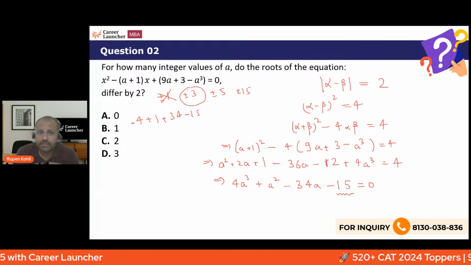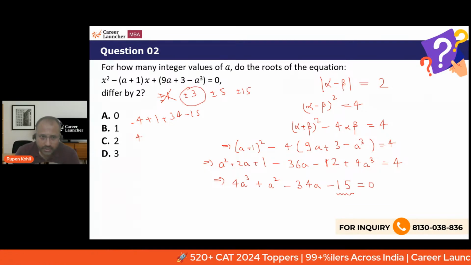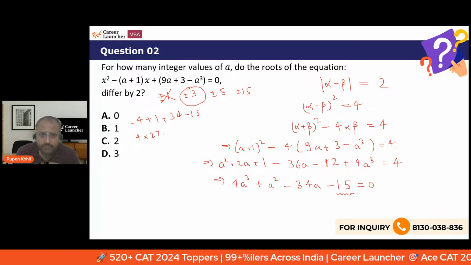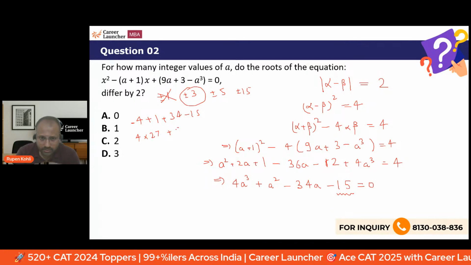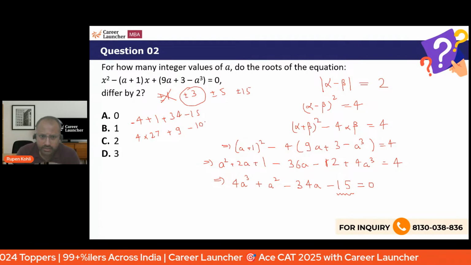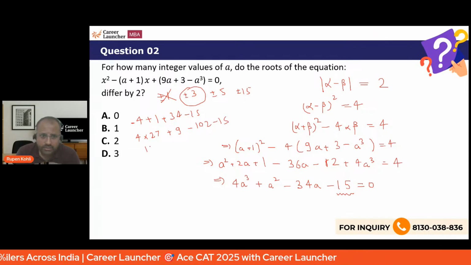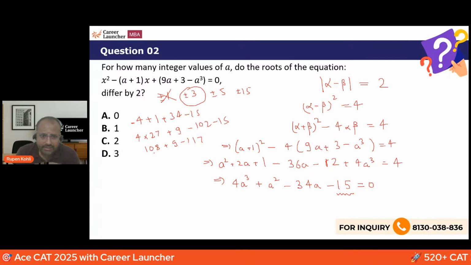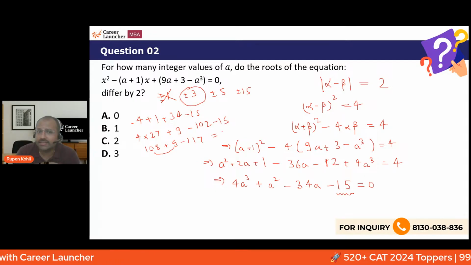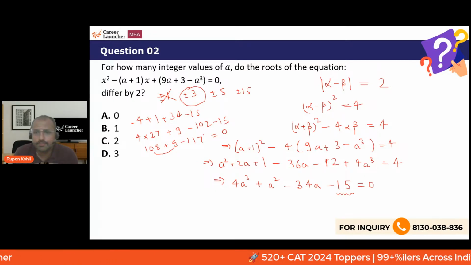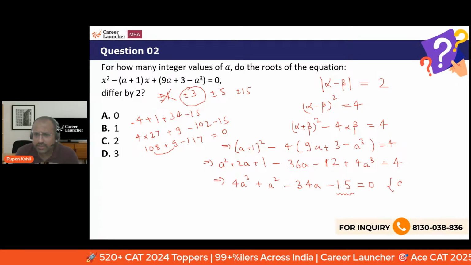Now let's try with plus and minus 3. Let's try 3. So 4 into 27 plus 3 square 9 minus 34 into 3, 102, minus 15. So this is 108 plus 9 minus 117. Yes, 117 minus 117. This is turning out to be 0. So we found our integer root, one of which is a equals 3.